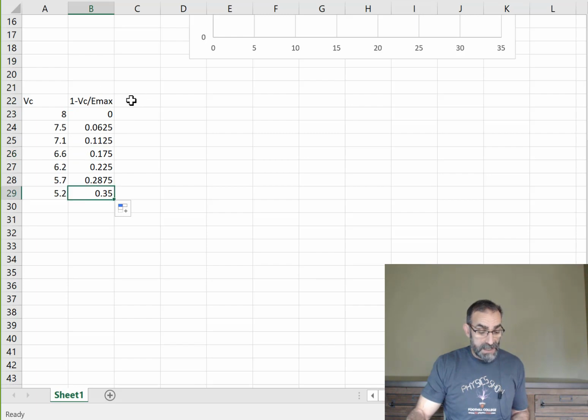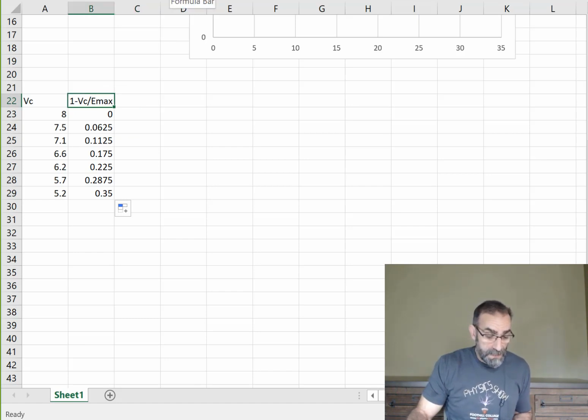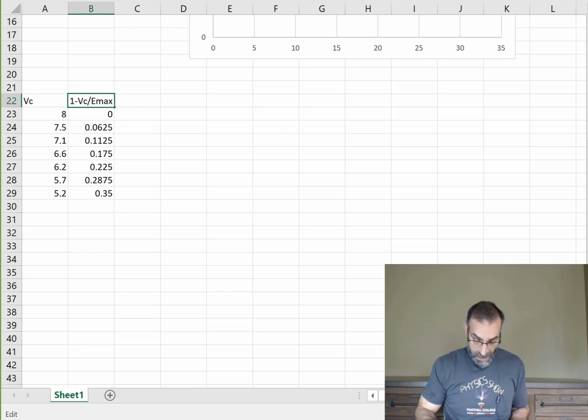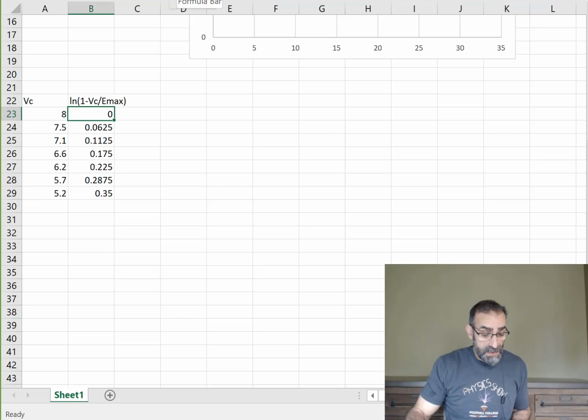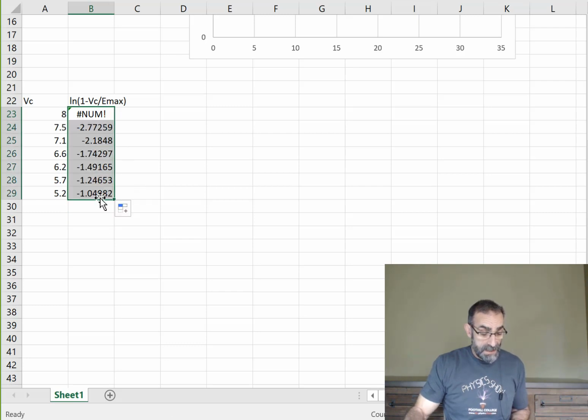Now I can take the natural log of that. I could do another column here, taking the natural log, or I could do it right here, right? ln of all of this. I could do that. And this is going to be equal to natural log. It's not going to like this one. It doesn't want to take natural log of 0. But that's okay. Okay. And so there are my values.